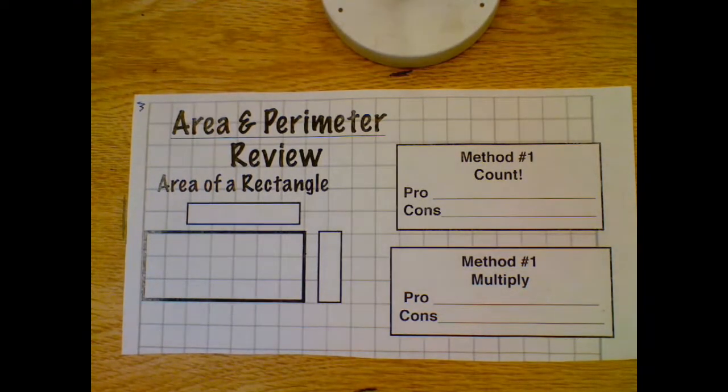This is a review on area and perimeter. It's chapter 8 in your textbook. Let's go through the review.